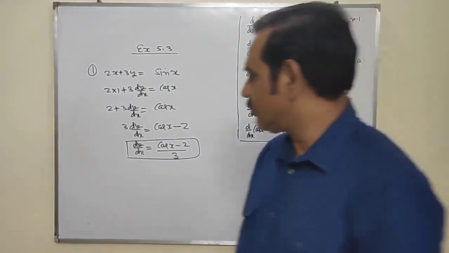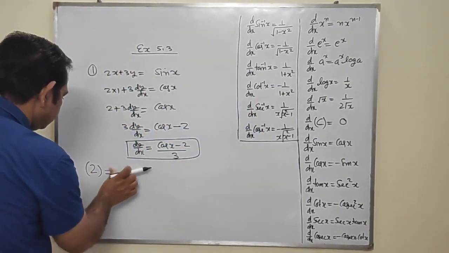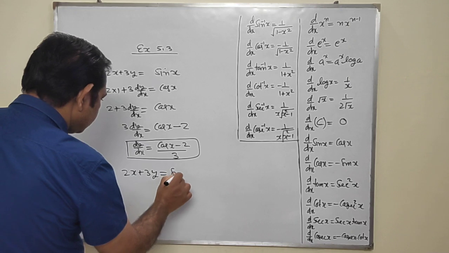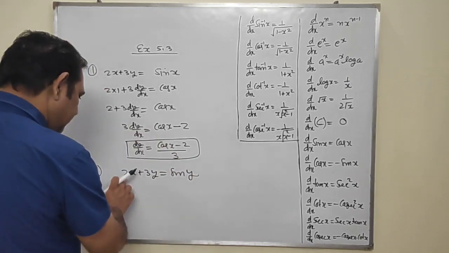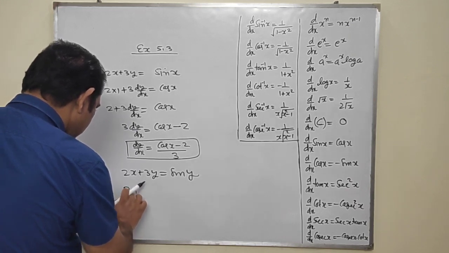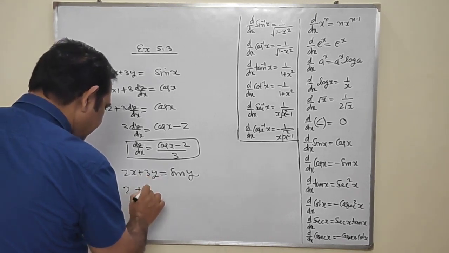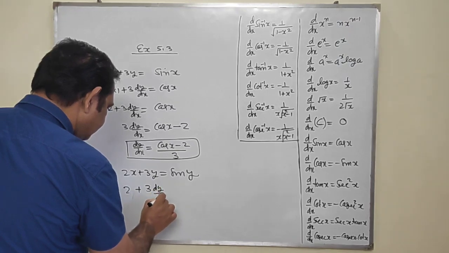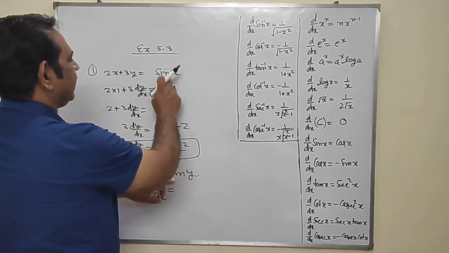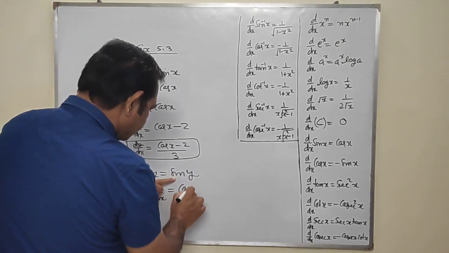2x plus 3y is equal to sin y. Almost same question. So differentiation of 2x, again 2 into 1, or you can write simply 2, plus differentiation of 3y, 3 dy by dx, and differentiation of sin y. Remember that there was sin x and here is sin y. So differentiation of sin y is cos y.